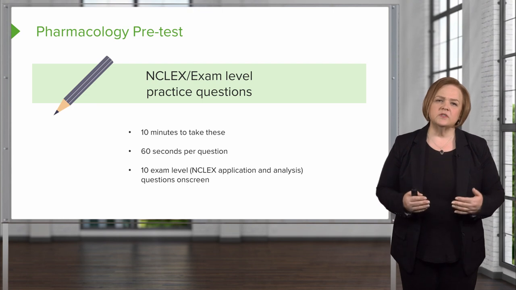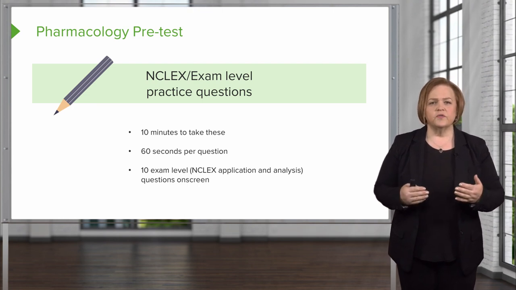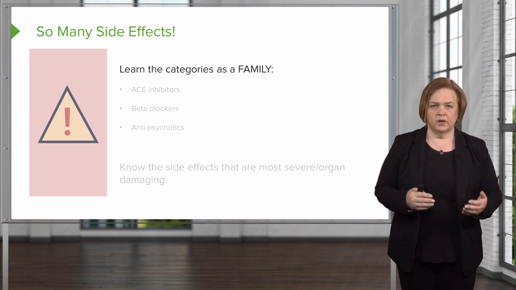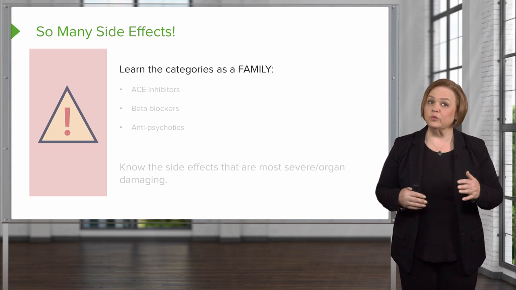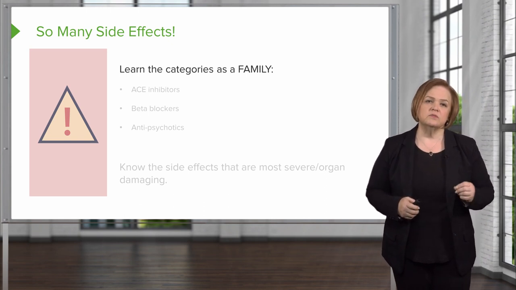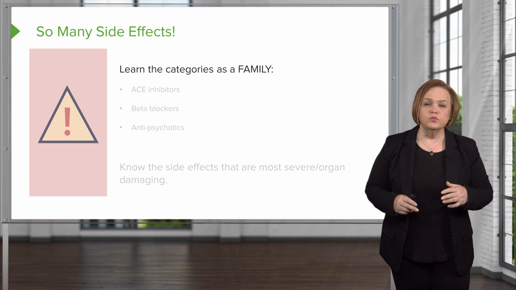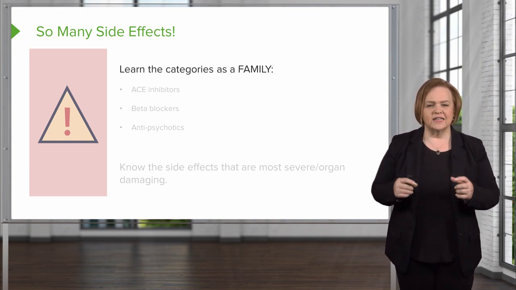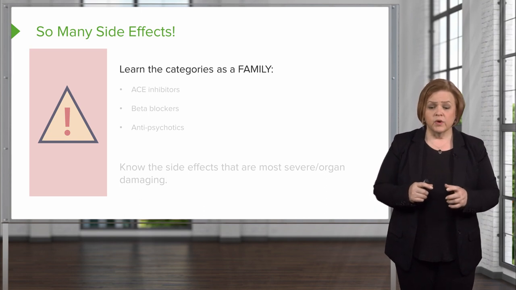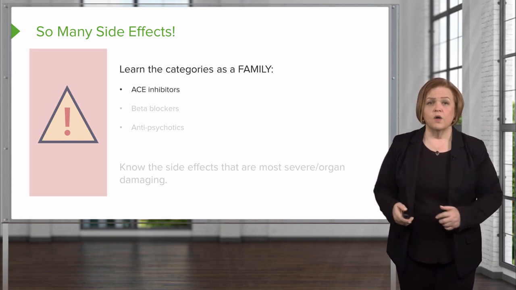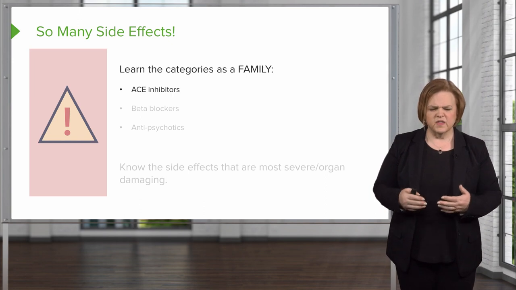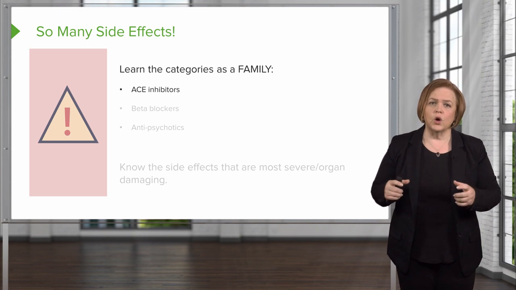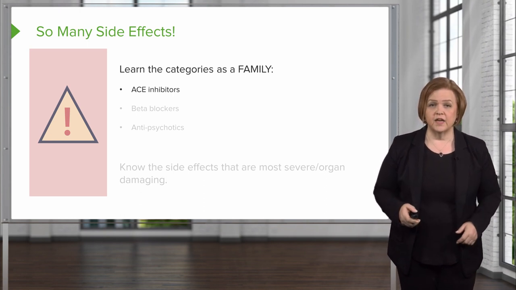So here's some tips and some strategies. So first of all, don't try to memorize every drug. I know people say memorization is all pharmacology is. Really isn't. It's clinical decision making, but there's no way a human brain could memorize everything. So I want you to think of the categories as a family. So don't memorize every individual ACE inhibitor, memorize them as a family. So when you think about adverse effects and side effects, think of them as a group. Overall, what is involved with the ACE inhibitors?